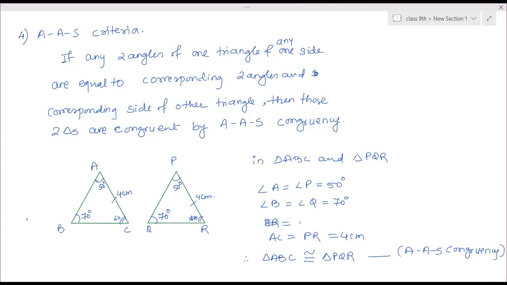Ma'am, are there any congruency rules for quadrilaterals? No. Only for triangles. A quadrilateral is divided into triangles and then proved.